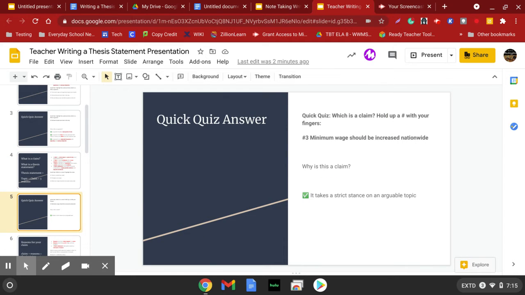The correct answer is minimum wage should be increased nationwide. Why is this a claim? It takes a strict stance on an arguable topic. And this is a topic that's talked about all the time. Should minimum wage be increased? Some people say no, some people say yes. And then they have valid reasons why both of them think they're right.